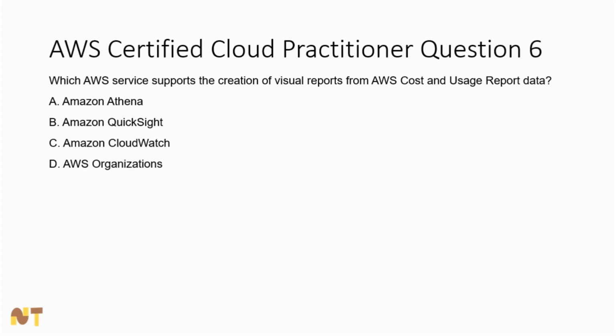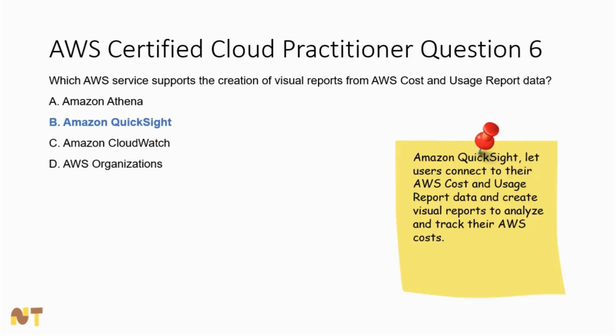Which AWS service supports the creation of visual reports from AWS Cost and Usage Report data? Options are A. Amazon Athena, B. Amazon QuickSight, C. Amazon CloudWatch, and D. AWS Organizations. Now, the requirement is to create visual reports from the AWS Cost and Usage Report. The correct answer is option B, QuickSight. It is a BI service that allows users to create interactive visualizations, reports, and dashboards from various data sources, including AWS services.